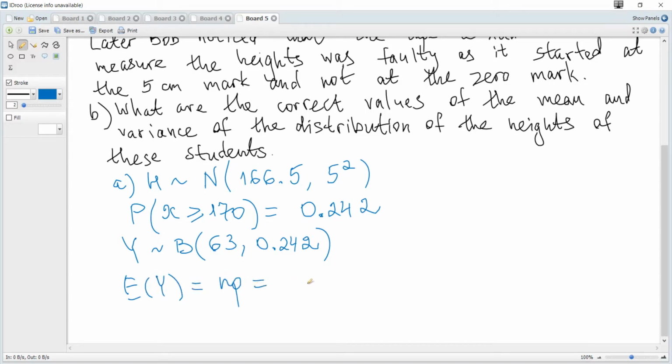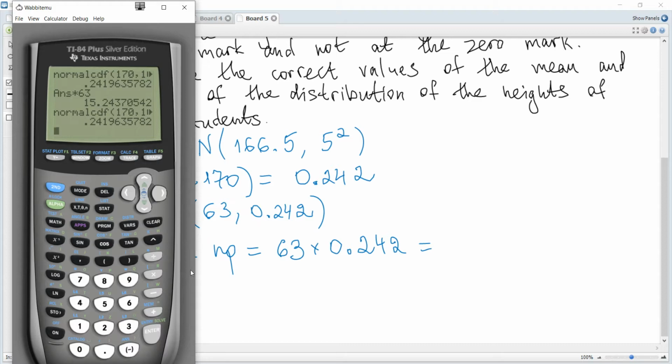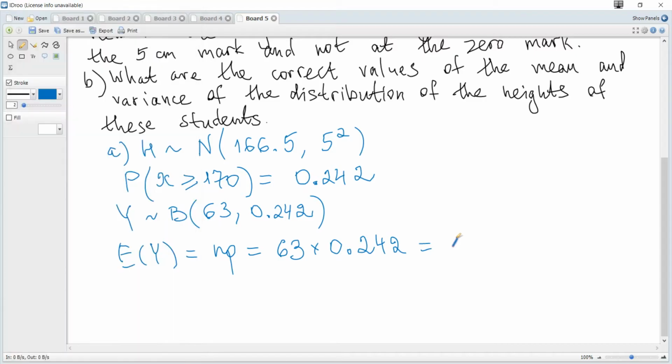This formula is given in a data booklet, hence the expected value of the number of students with the height at least 170 centimeters becomes 63 multiplied by 0.242, and it is equal to, we just multiply by 63, and we should take an exact value here because it's not the final answer, and we can see that it's 15.2 to 3 significant figures.